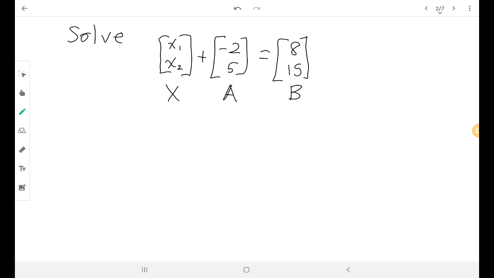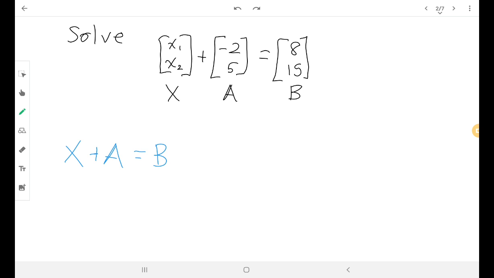Let's talk about solving something fairly simple. This is equivalent to a one-step equation. So essentially what we've got is matrix X plus matrix A equals matrix B. So X, A, and B. And I've written the X, A, and B under the matrices that they go with. The X is the variable one, the one that we want to know, because that's the one that we don't have any numbers in the matrix for.